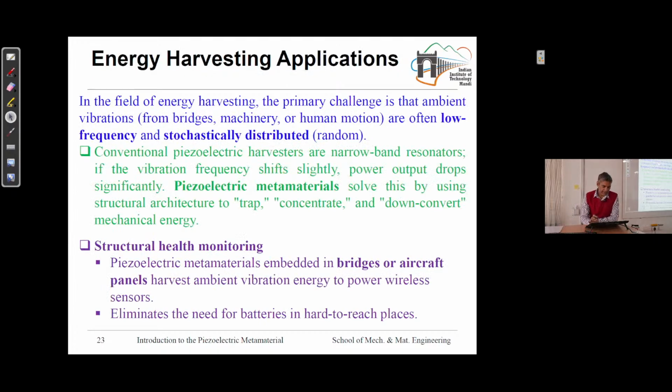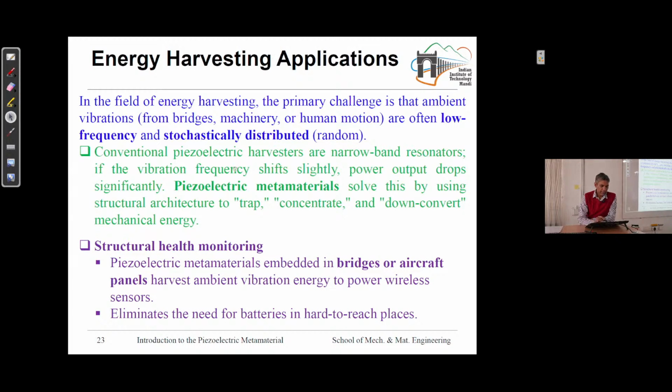Energy harvesting applications of the piezoelectric. In the field of energy harvesting, the primary challenge is that ambient vibrations are often low frequency and randomly distributed. Traditional piezoelectric materials have this problem because they do not behave properly at low vibrations, and these vibrations are random. For this purpose, piezoelectric metamaterials are very suitable. Conventional piezoelectric harvesters are narrow band resonators.